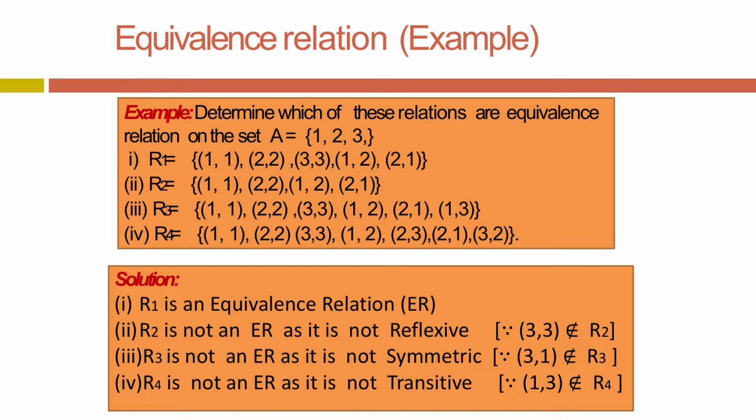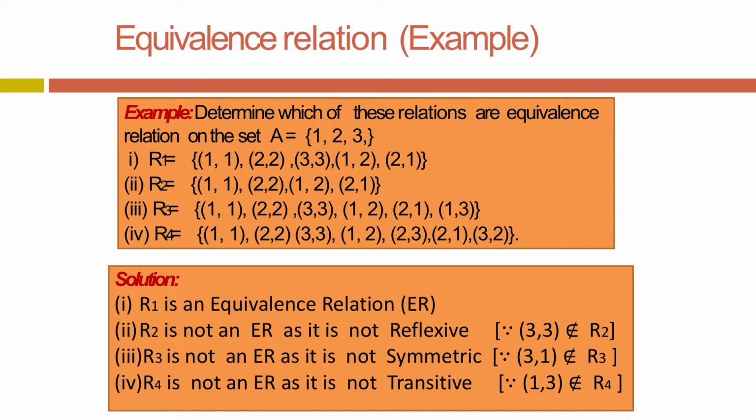Second relation R 2, this is not reflexive because (1,1) and (2,2) are present, but (3,3) is not present. So, this is not reflexive, so this is not an equivalence relation. Next R 3. R 3 is reflexive: (1,1), (2,2), (3,3) present. (1,2) present, (2,1) present, but (1,3) present and (3,1) is not present. So, it is not symmetric.